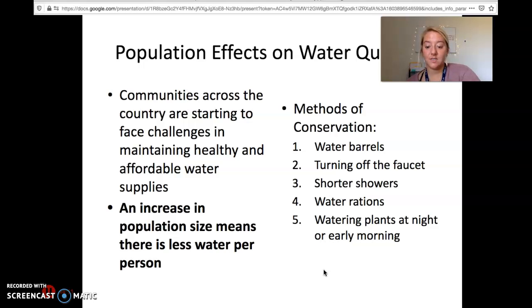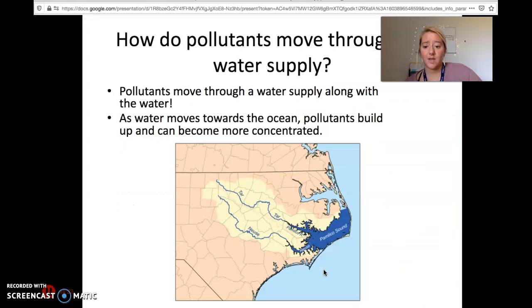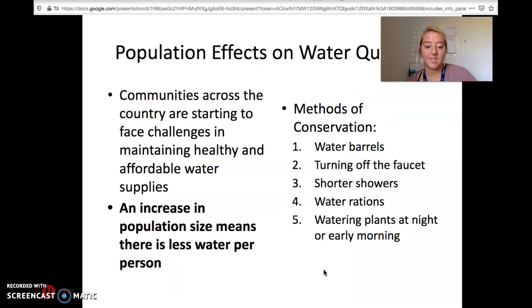An increase in size of populations means that there's less water per person. We're going to talk about that in another lecture, especially because we're running out of time. We actually might have to do another lecture. So hold tight. There's going to be about 6 more minutes of lecture to watch. We stopped right here.